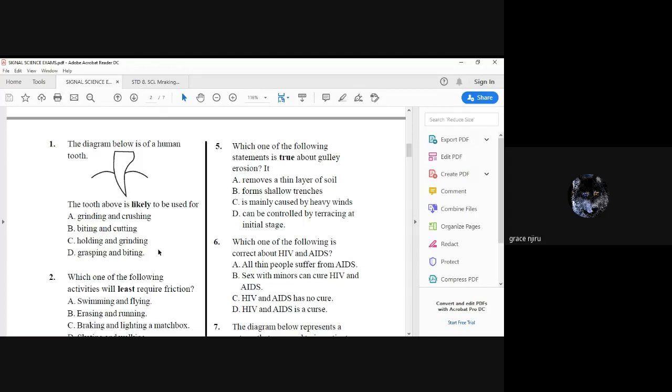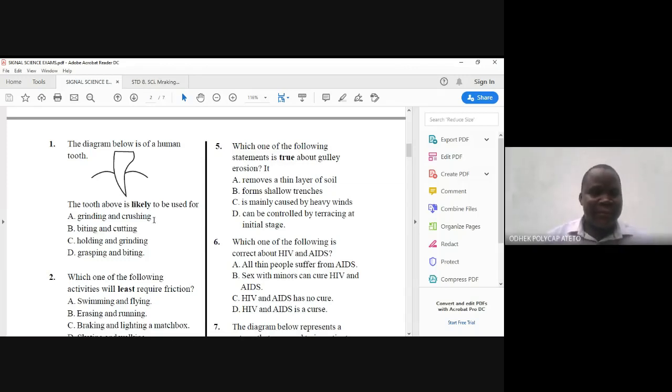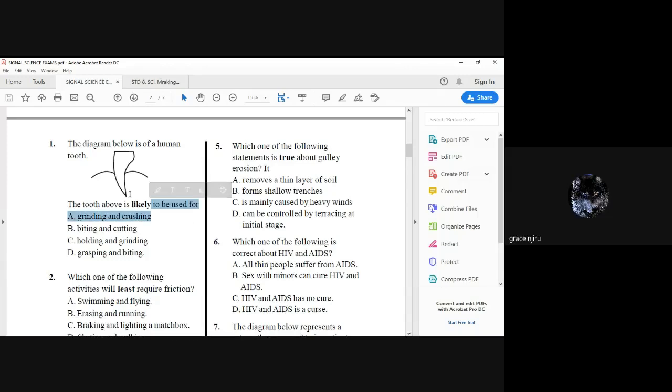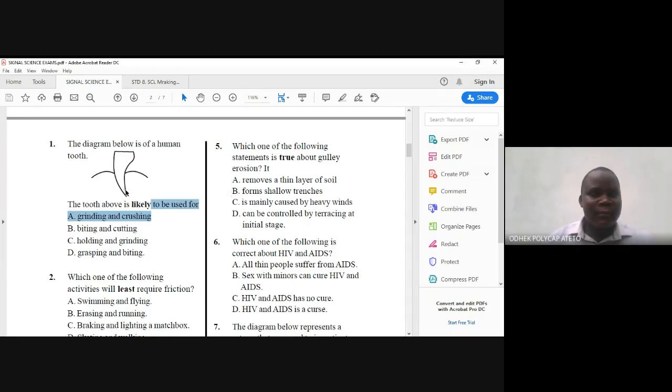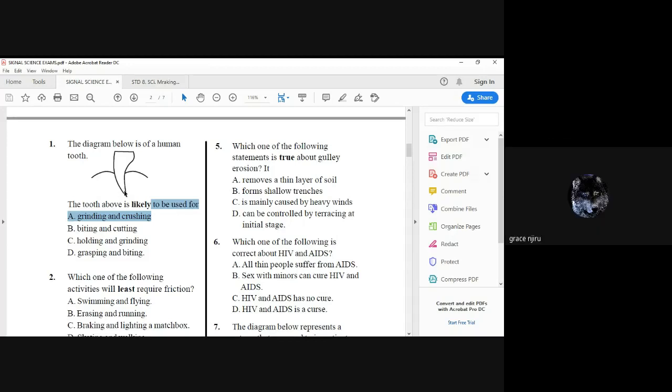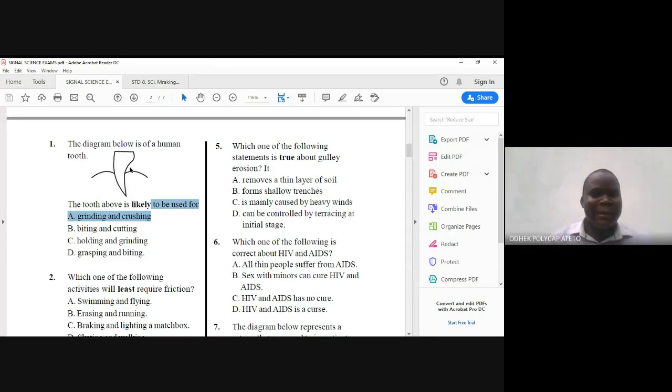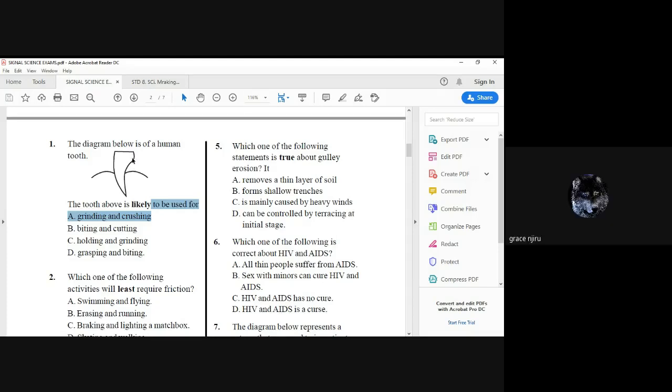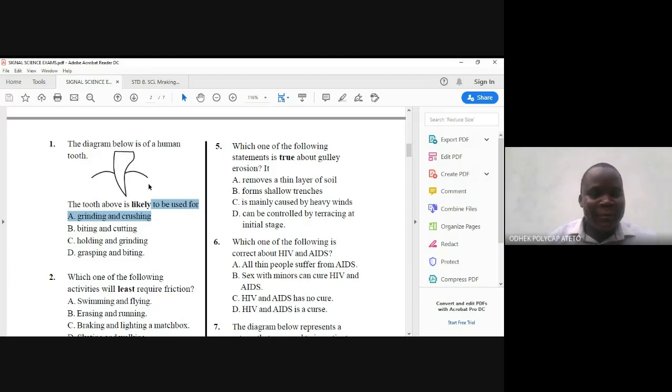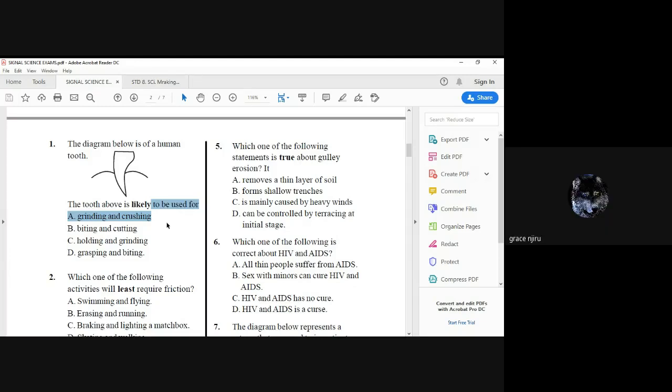So the diagram below is a human tooth. First, you label the human tooth. So we have the root, the gum, and the crown. This is the crown. Thank you.